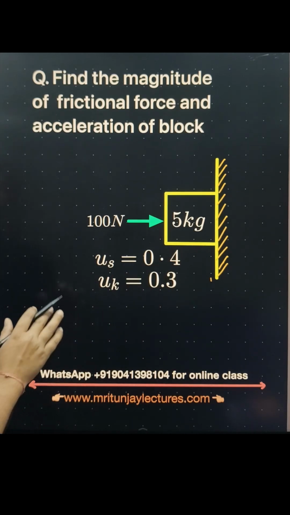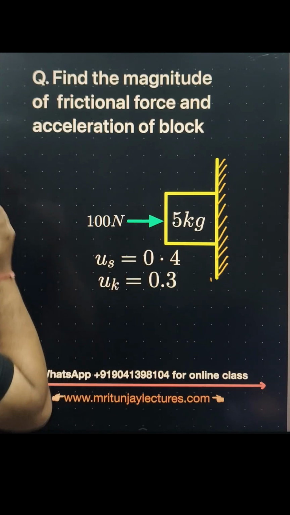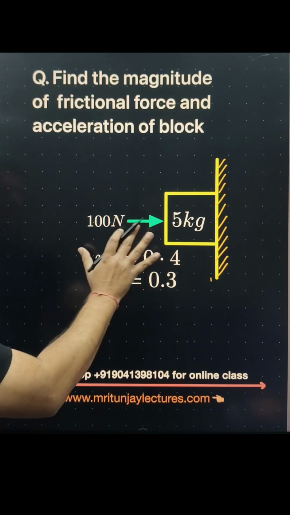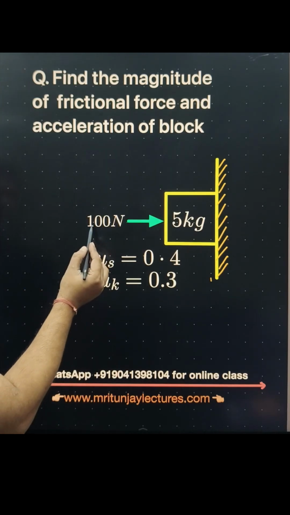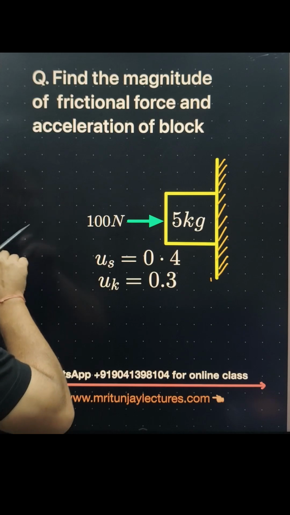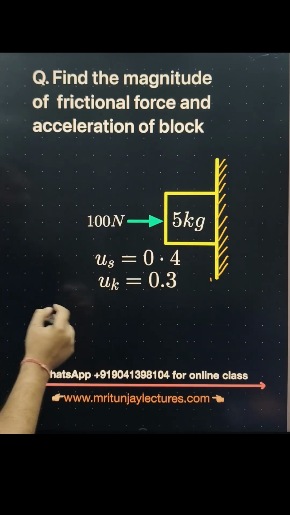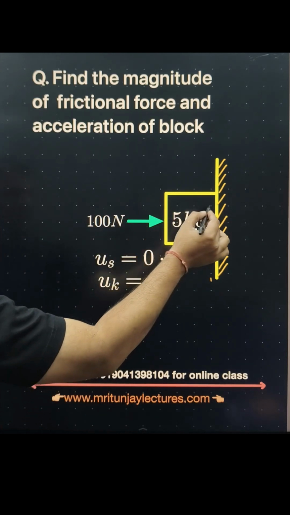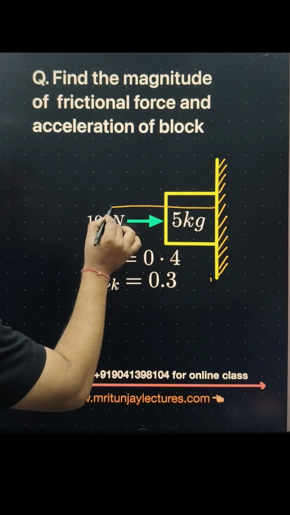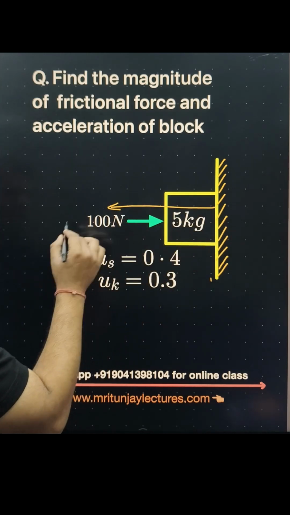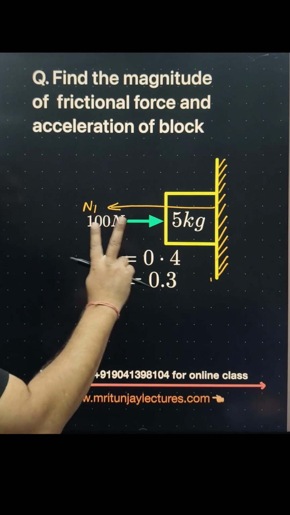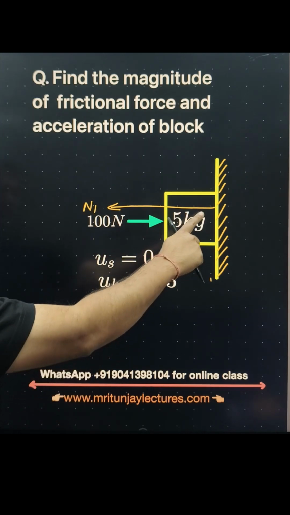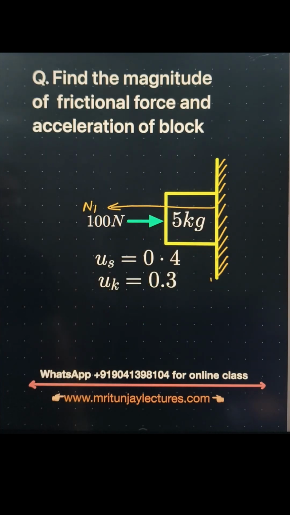First of all, make a free body diagram of the 5 kg block. How many forces act on the 5 kg block? Direct contact force: the 100 Newton force in the horizontal direction, like that one. Then the normal force applied by the wall on the 5 kg block, N1. How many contact forces? Simply two forces: 100 Newton and the normal force applied by the wall on the 5 kg block.